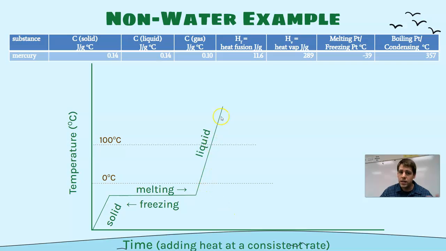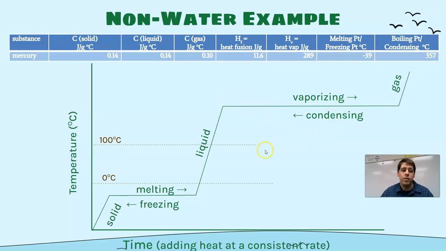It would rise in temperature. Notice how steep I made that slope. That's because we have a pretty low specific heat, so it would increase in temperature really quickly. And then you get to your boiling point. But notice your boiling point's not at 100 like it is for water. Your boiling point's at 357. So your plateau would be much above that 100-degree mark, right? And then you'd have the gas phase also after it's been boiled.